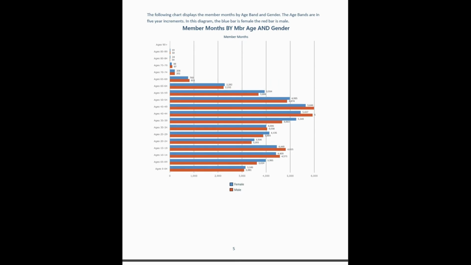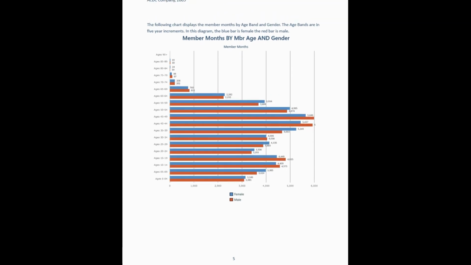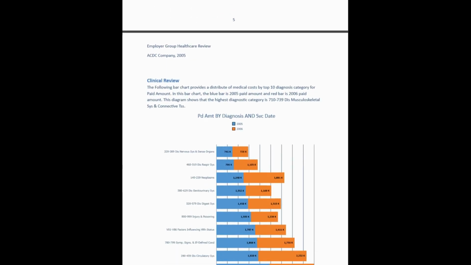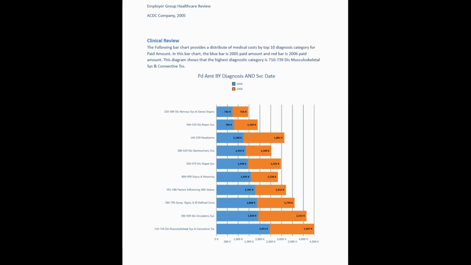Member month distribution by age and gender. And now we'll get into the clinical review section. This is a 2-year comparison by diagnosis for paid amounts.